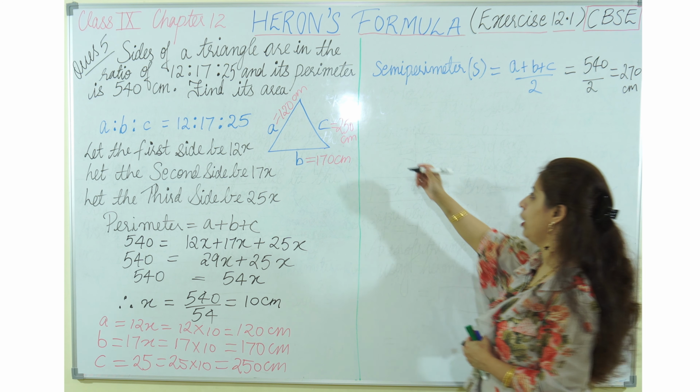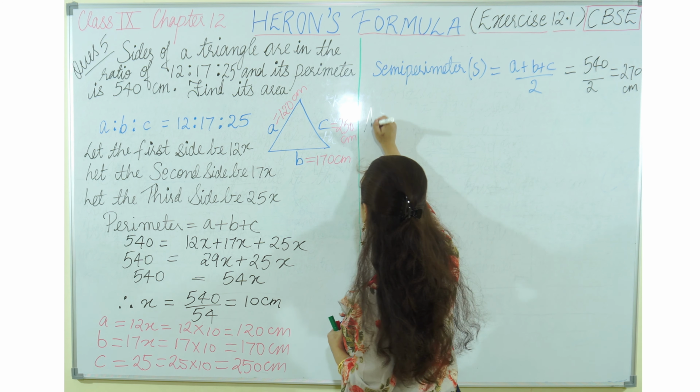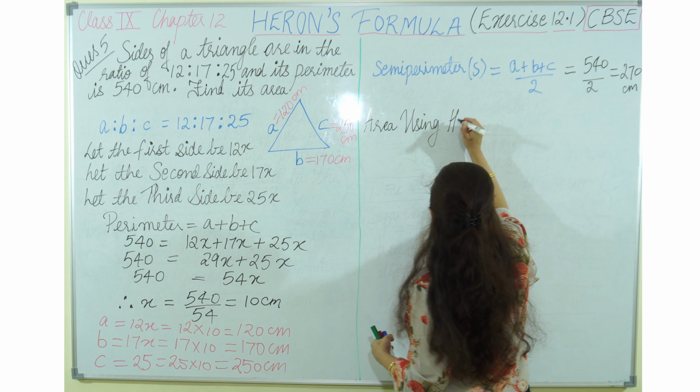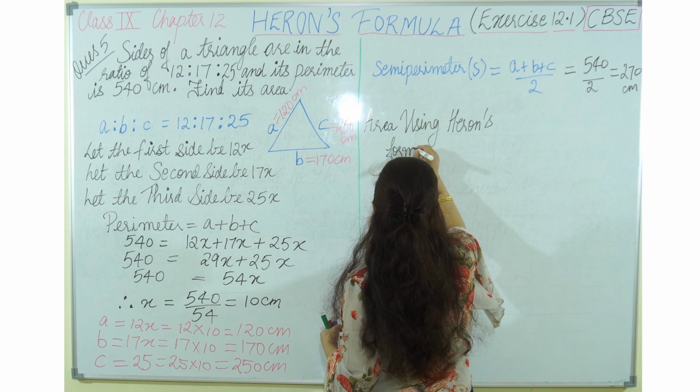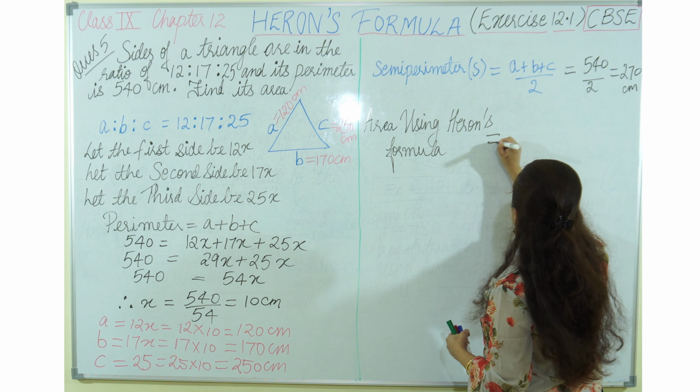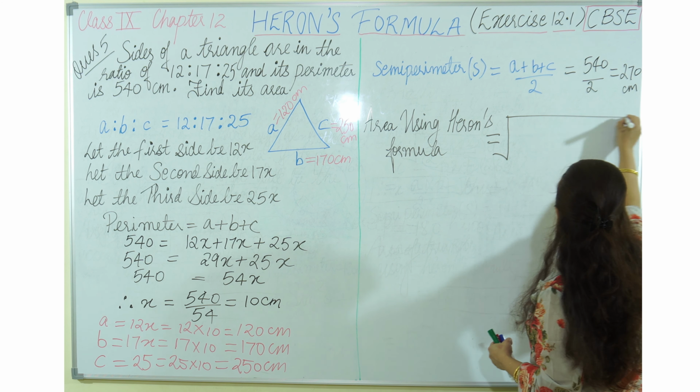Okay, so now the area, using Heron's formula, will be equal to under root S minus A, S minus B and S minus C. So substituting the value of S and A, B, C, the sides we have already calculated, the semi-perimeter we have already calculated over here.